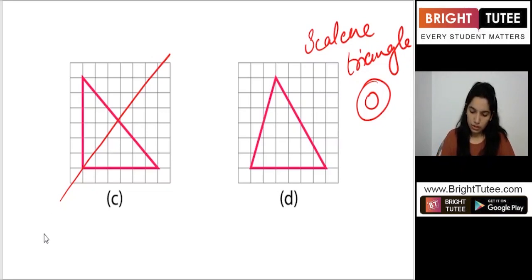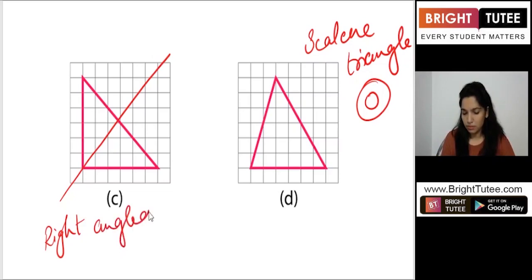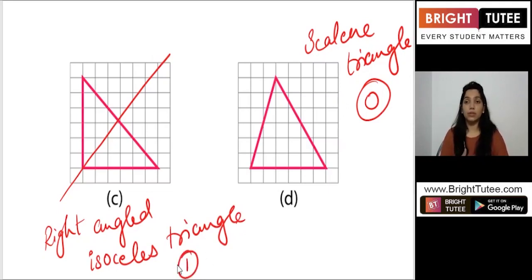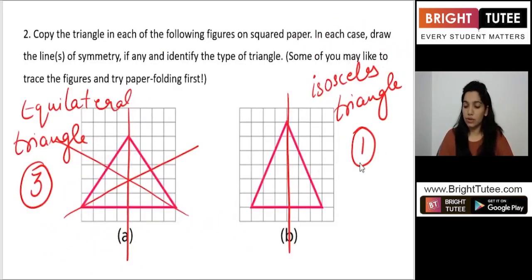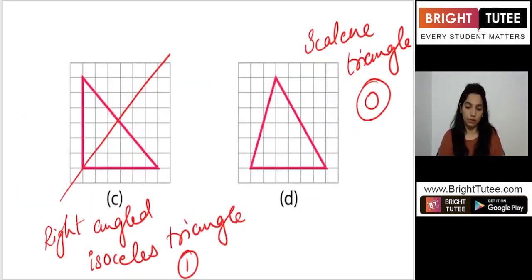So here let's just write, if this is a right angled isosceles triangle, it will have how many? It will have one line of symmetry if it is isosceles. If it is a scalene triangle, it will have 0. If it is an isosceles triangle, it will have one line of symmetry. If it is an equilateral triangle, it will have 3 lines of symmetry. Okay, so make sure that you do remember: equilateral, 3 lines of symmetry; isosceles, 1 line of symmetry; scalene triangle, 0 lines of symmetry.